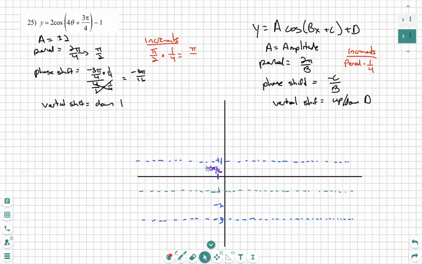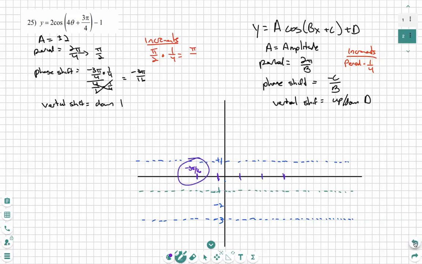Noticing that my increments are going to be a little bigger, this should be over here. We're going to go every 3. 1, 2, 3, 1, 2, 3, 1, 2, 3, 1, 2, 3 for 5 total points. 1, 2, 3, 4, 5. Those are my 5 total points.